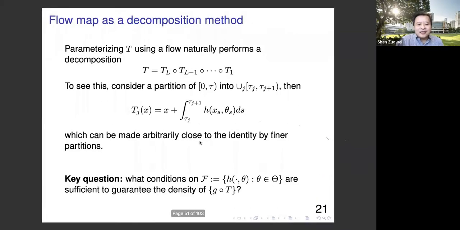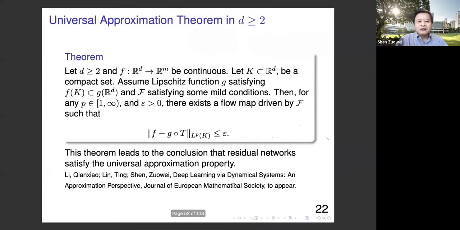The next question is: what kind of condition do you want to put on the family F so that G composed with T can have a generated density in a certain function space, the continuous function space or an L^p space? That's the question we answer. So we have a great theorem.